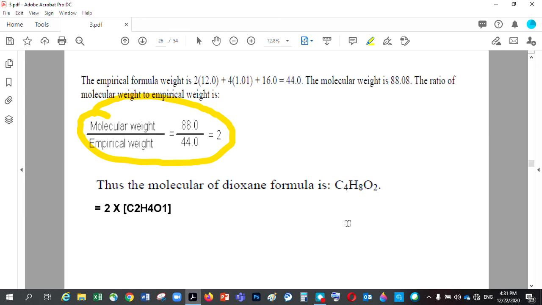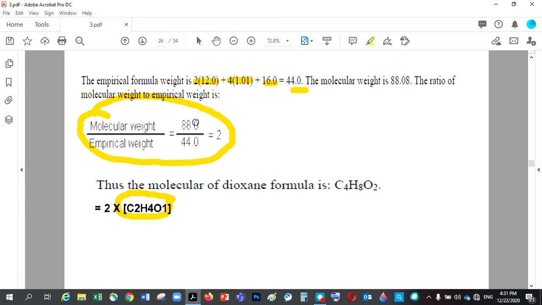The formula is the molar mass of the whole molecule, dioxane, divided by the empirical formula molar mass. I have to calculate the molar mass of the empirical formula, which is C2H4O, correct? So I have 2 carbons plus 4 hydrogens plus 1 oxygen. You add them up, you get 44.